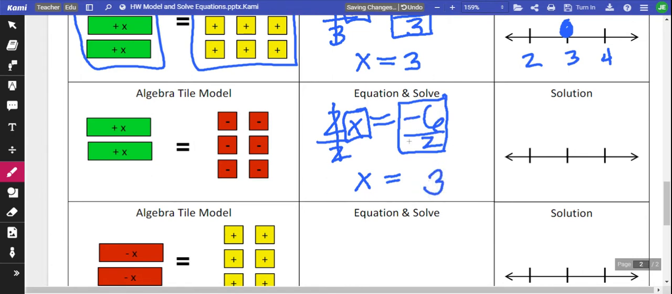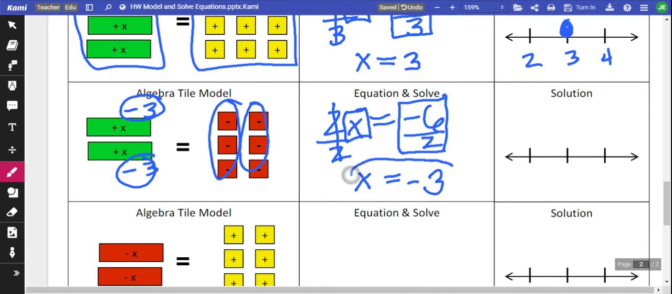and a negative divided by a positive would stay negative. So that makes sense over here. If we checked it, negative 3 and negative 3 for each one of the variables would equal negative 3 and negative 3, which is negative 6 on both sides. So this solution does check out. x equals negative 3. Negative 3, this is counting down towards 0. 0 is over here.